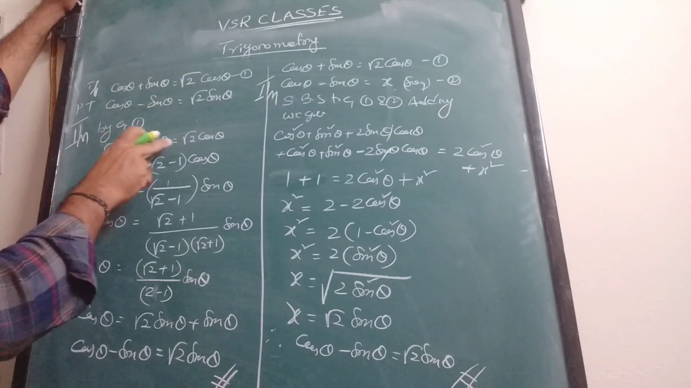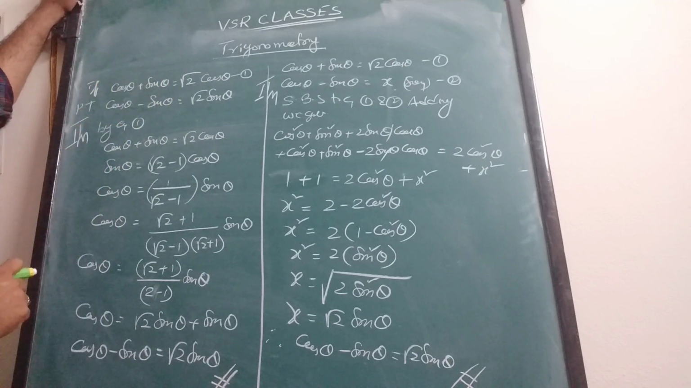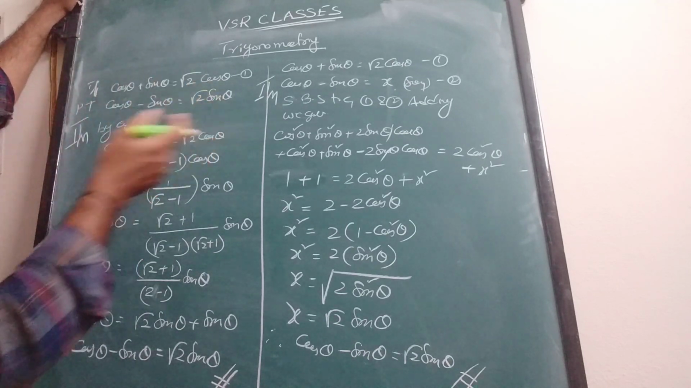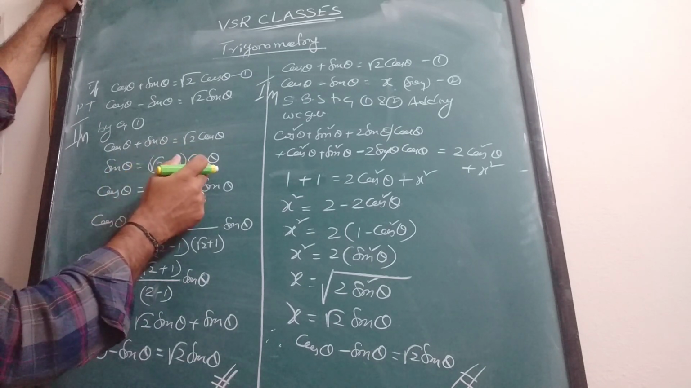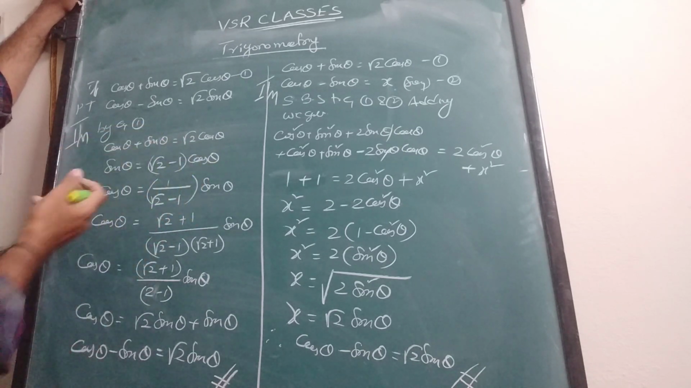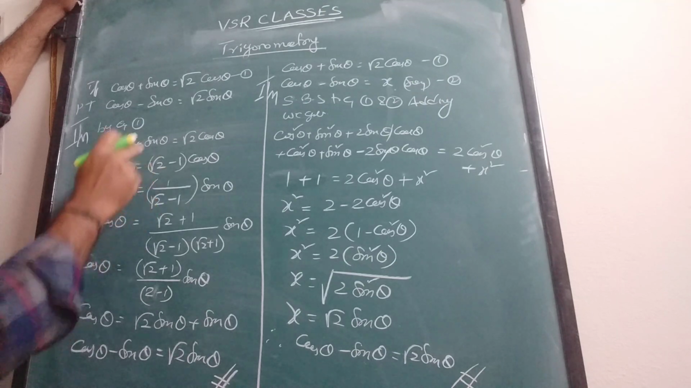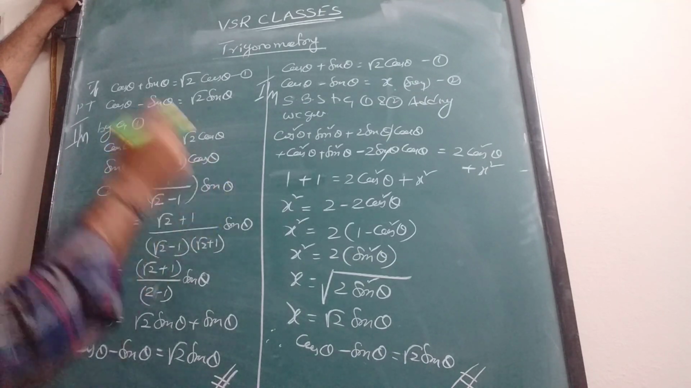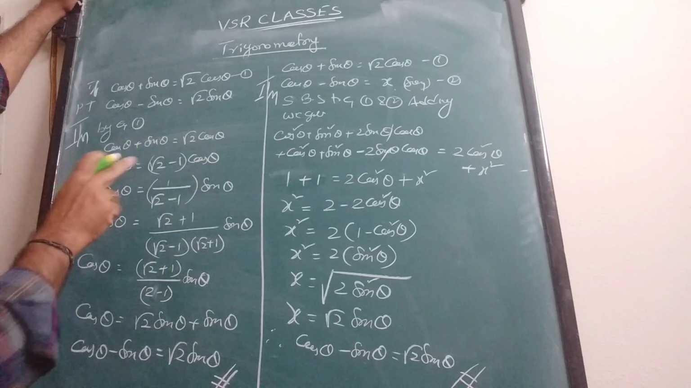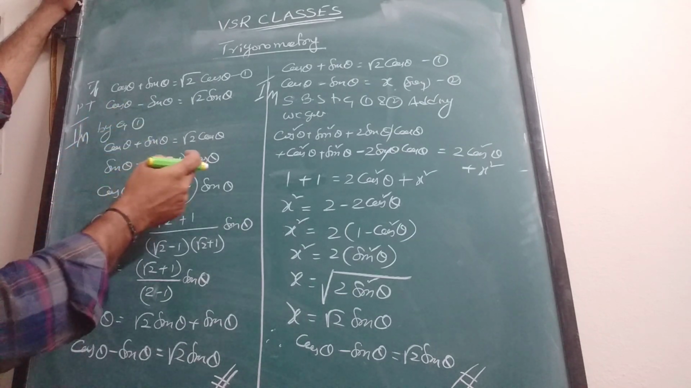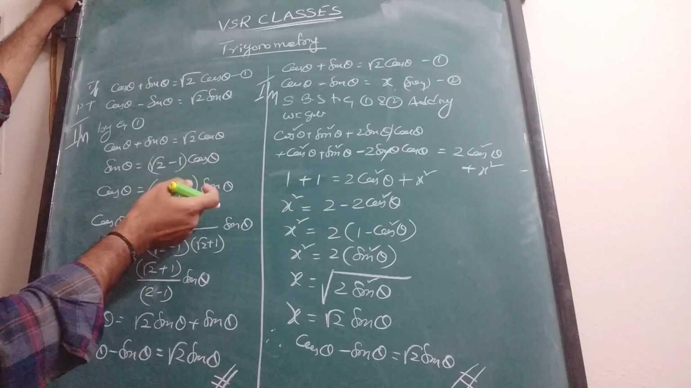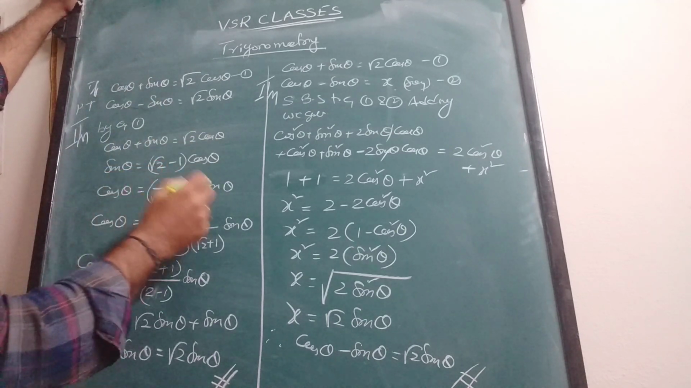Cos theta plus sin theta is equal to root 2 cos theta, already given. I brought this cos theta to that side, sin theta, and taking cos theta common: root 2 minus 1 into cos theta. By cross multiplication, sin theta is equal to root 2 minus 1 into cos theta, so cos theta is equal to 1 by root 2 minus 1 into sin theta. Have you understood? I hope you are able to understand this. By just cross multiplication, I wrote this one first, after that this one: 1 by root 2 minus 1 into sin theta.